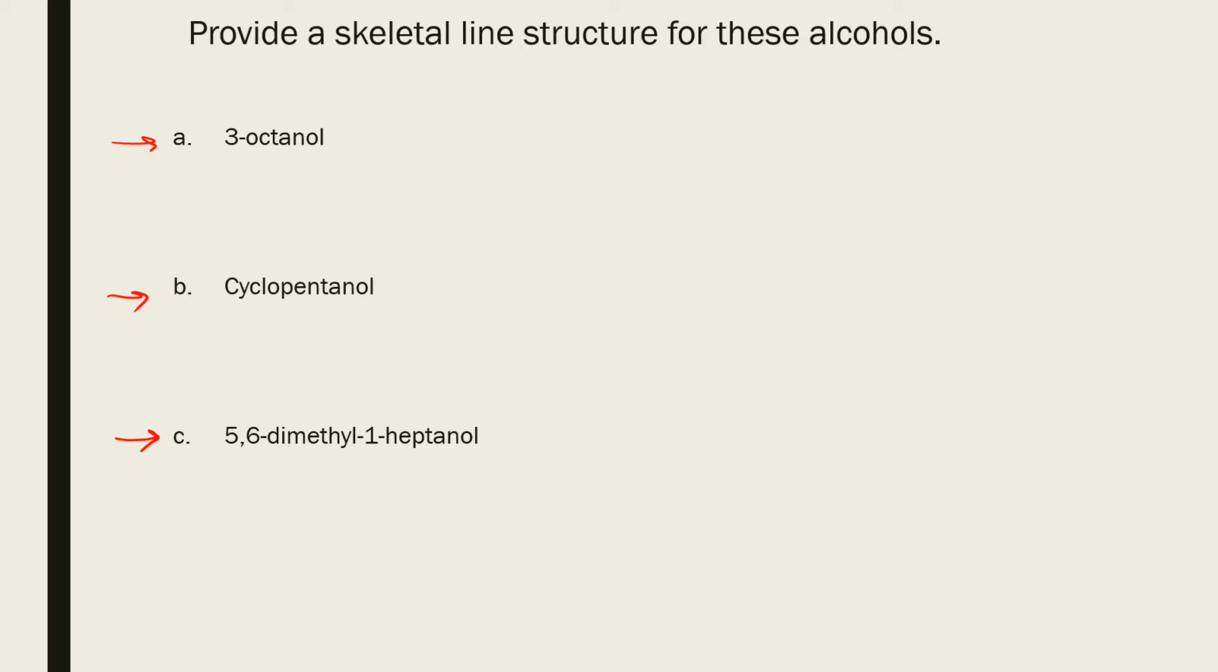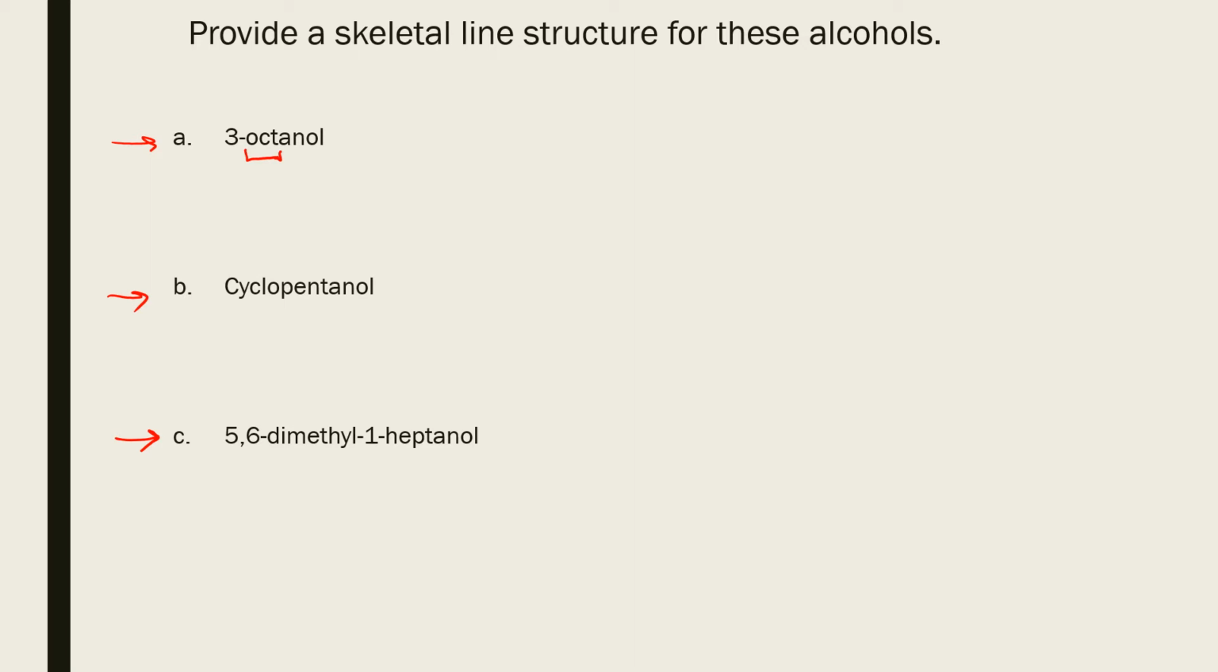So the name of this alcohol is 3-octanol. First we need to look at the parent chain of this alcohol. That comes from the first word, oct. Oct means 8. So that means that our alcohol has 8 carbon atoms in the main parent chain. So let's draw the carbon chain with 8 carbons.